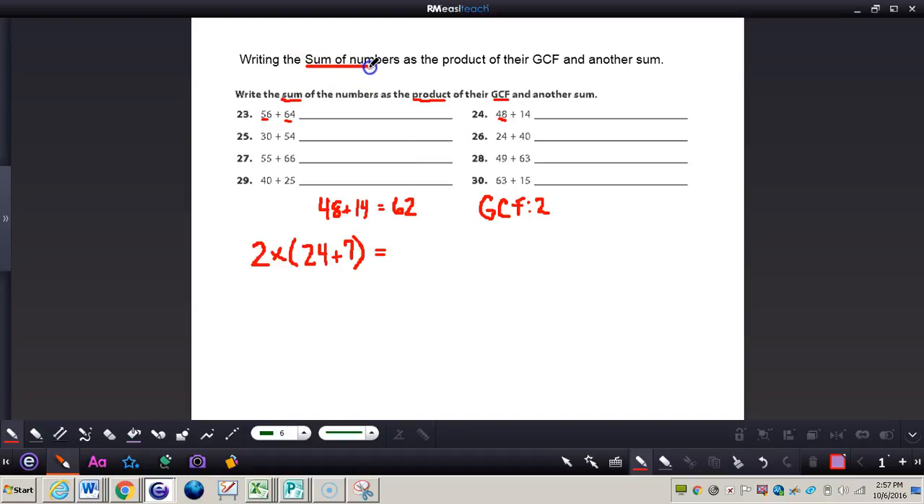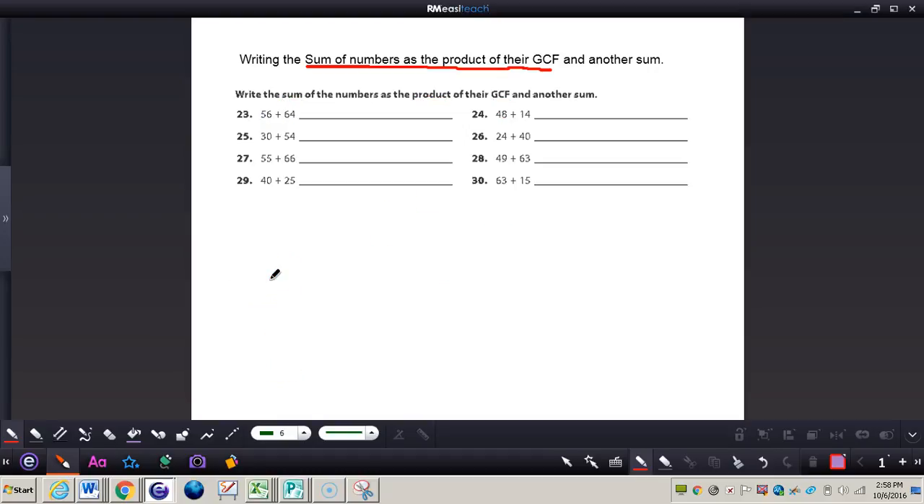Because it has to be the sum of numbers as the product of their GCF. The product of the GCF is 2. When you multiply those two numbers, that will give us 62. And then over here, it's going to equal 2 times, think about what times 2 gives you 62, and that's 31. So you can see the answer for 24 is right here. 2 times 24 plus 7 equals 2 times 31.